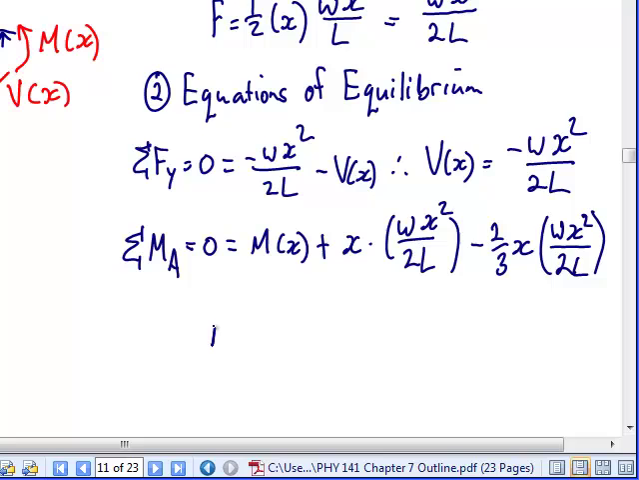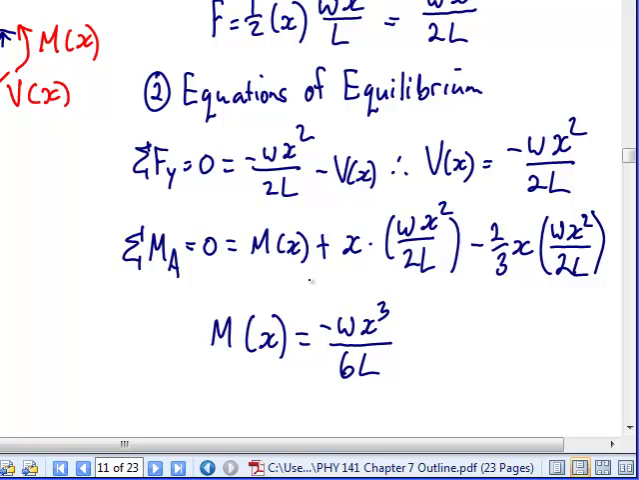So if we solve that for M of x, so negative wx cubed over 6L, right? So the 1/3 of the 1/2. All right, and that's going to be the same for the whole length of the beam.